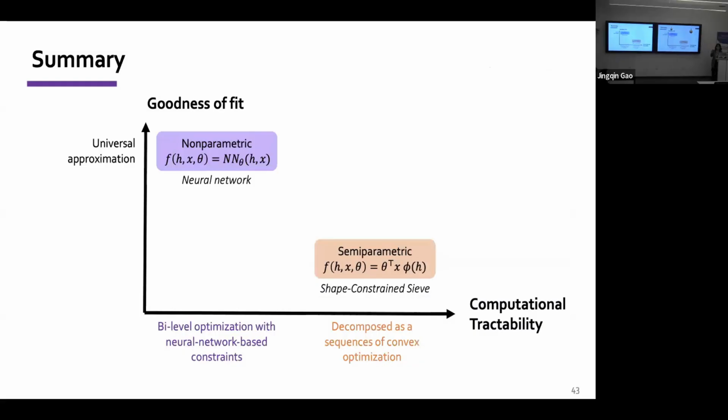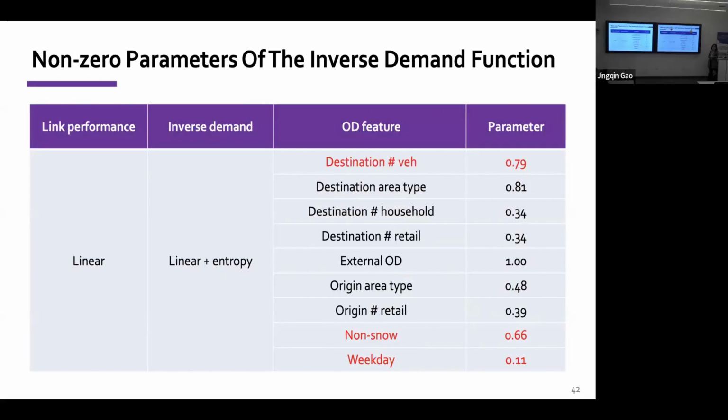Excuse me. Are these features part of your training process? I thought you said that you only consider non-snow and weekday as a context for the learning process. What's the question? I'm asking whether all of these OD features were part of the training process. Yes, it was included in the inverse demand functions as a feature, as an input.